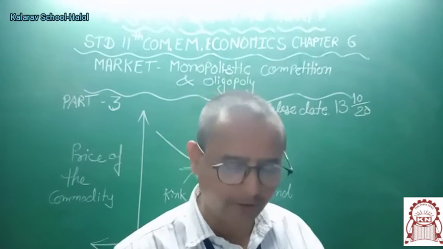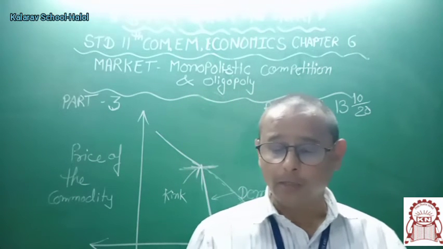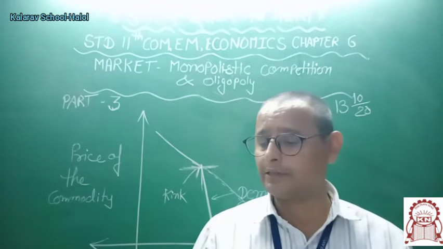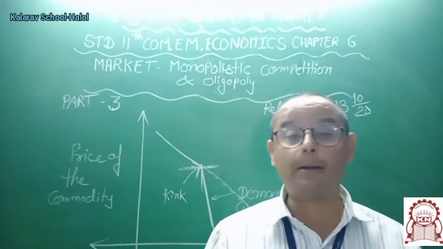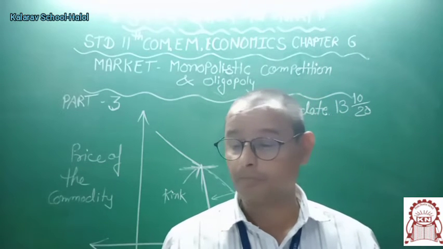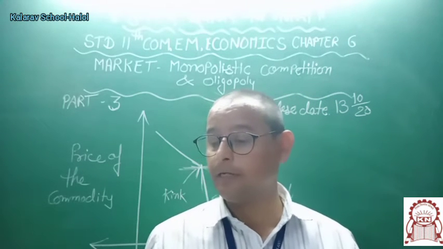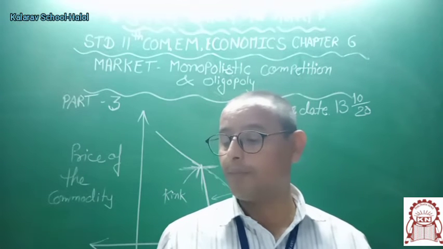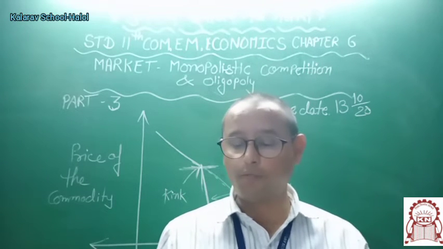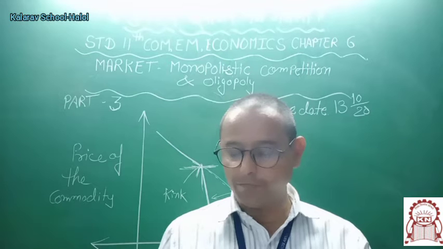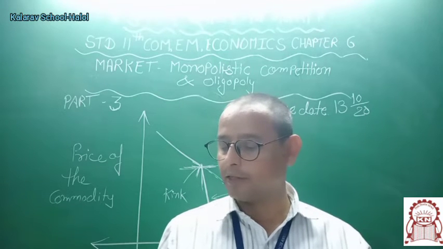The number of firms is less and they are interdependent on each other. If any firm decreases the price of the product, then according to the law of demand, due to the comparatively cheaper price, there is more demand for the product.